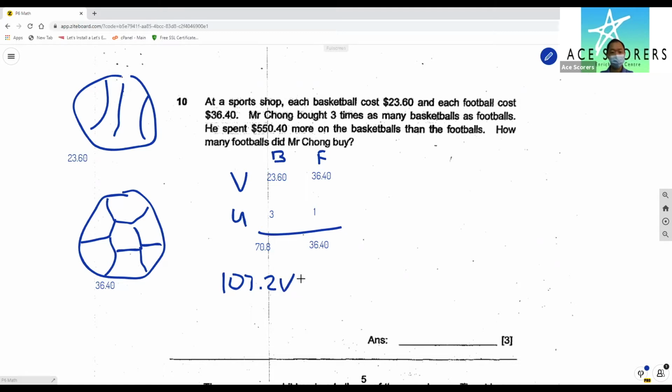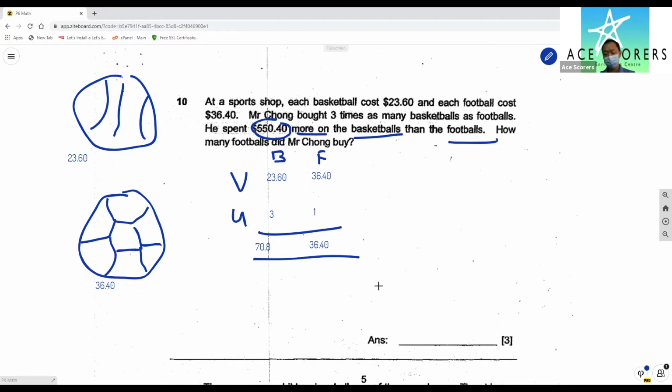107.2 VU represents... cannot add. Why? Because they say the difference. He spent 550 more on basketball, not the total. He doesn't say total. Okay? He said the difference. So what's the difference in VU? You must minus 70.8.